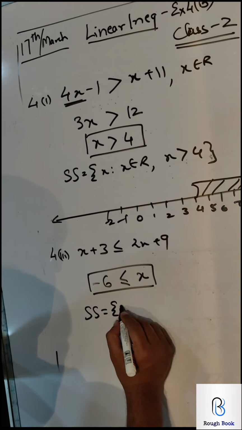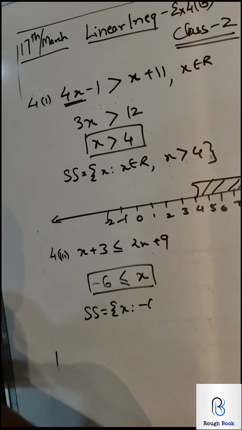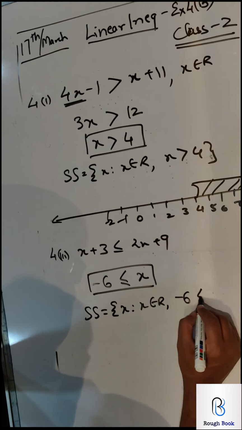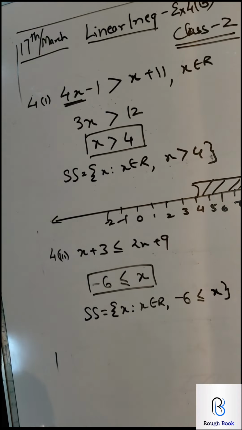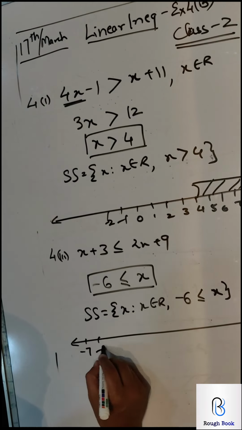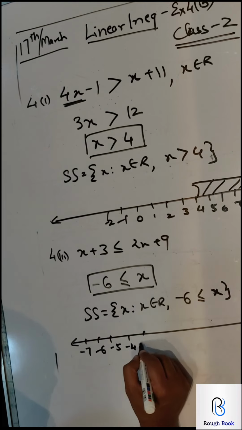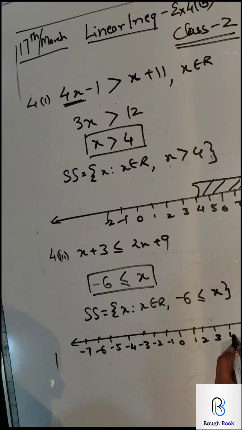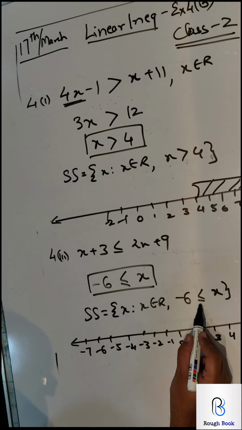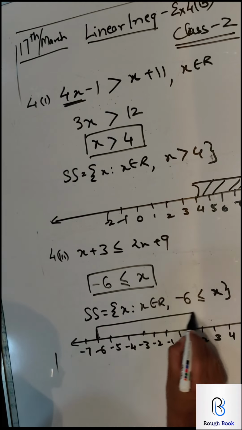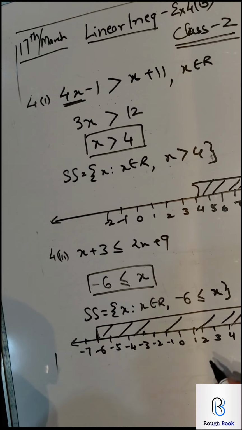My solution set is going to be x, where x belongs to R. First we need to write that x belongs to R, and then the range. So minus 6 less than or equal to x. So for my number line, I can start directly with minus 7, minus 6, minus 5, minus 4, and so on, then 0, and some positive numbers. Minus 6 less than or equal to x means x is bigger, so you are going to take the side where x becomes bigger. Go till infinity because there is no range on the other side.